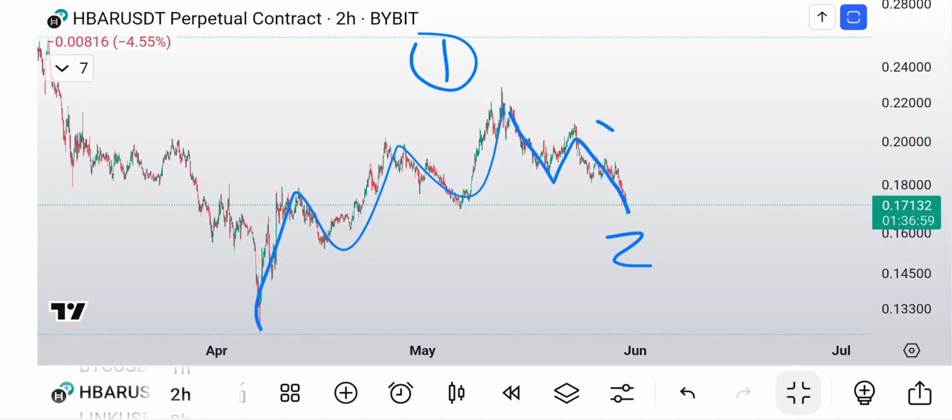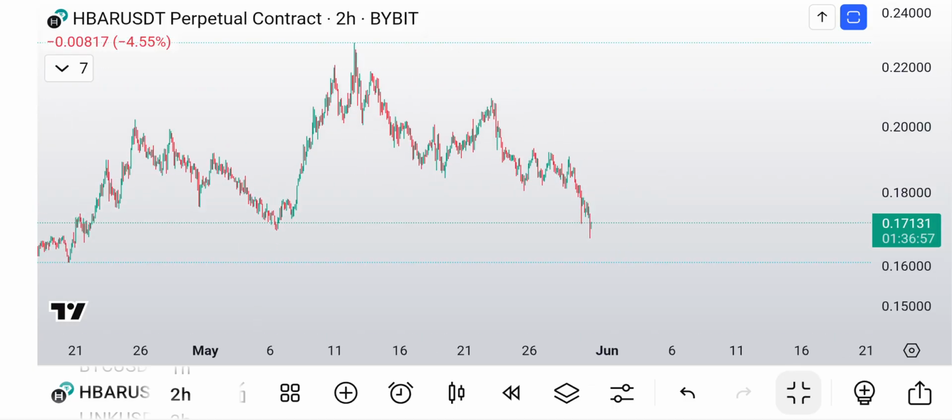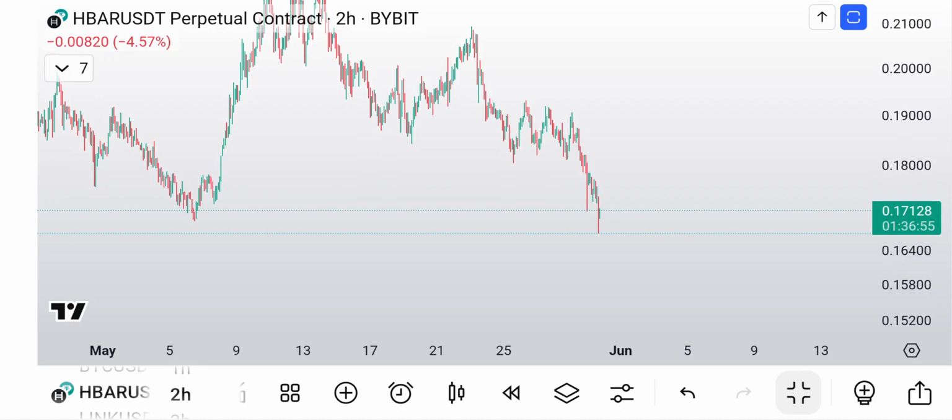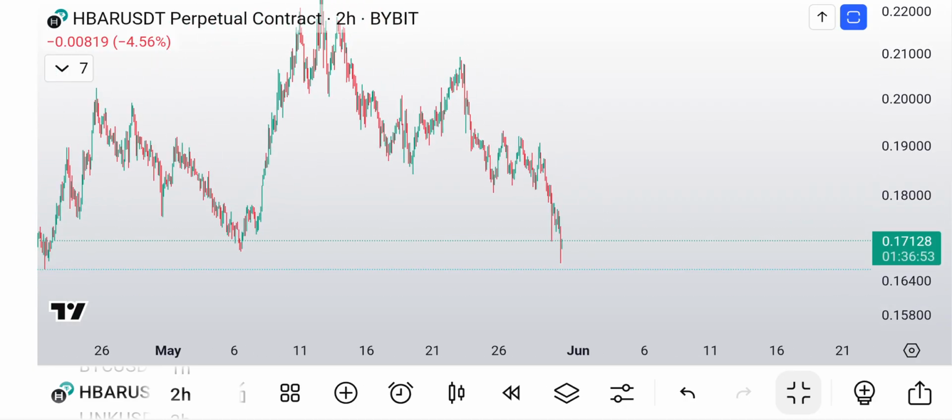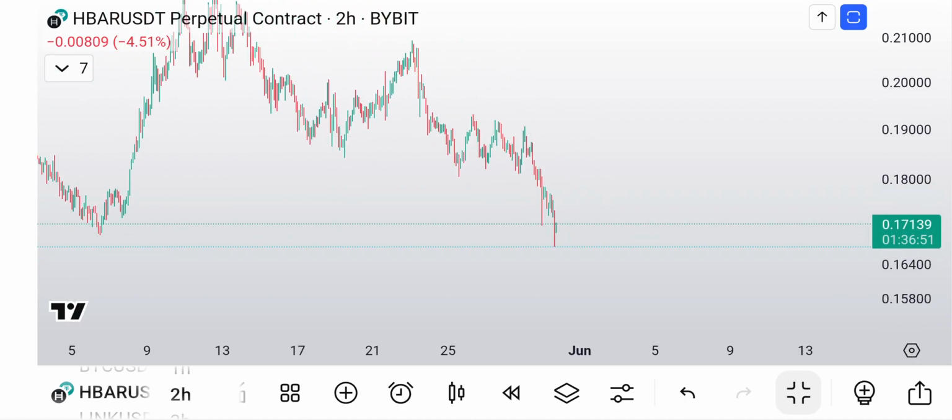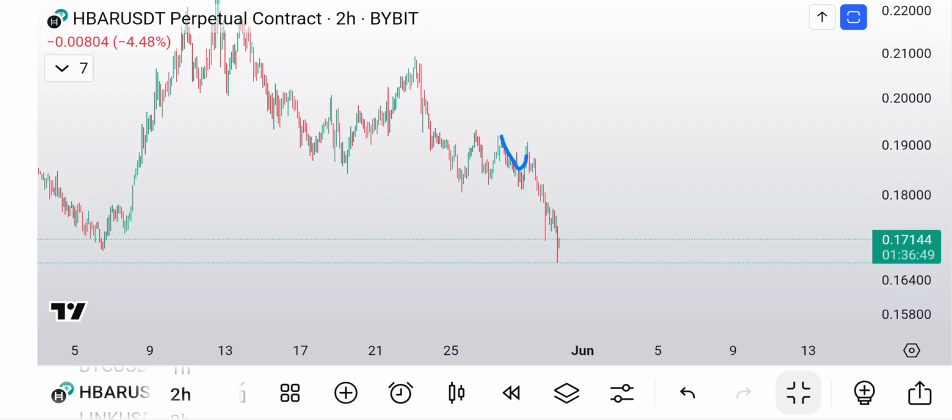So let's see if this is finished. I don't think it's quite finished yet. I mean, it could be finished, but I don't quite think so. To me, it seems like you have one, two, three. Remember, today is Friday, so the weekend's coming up. So I probably would wait. If I'm going to look for long opportunities, I would probably either dollar cost average for sure, right?